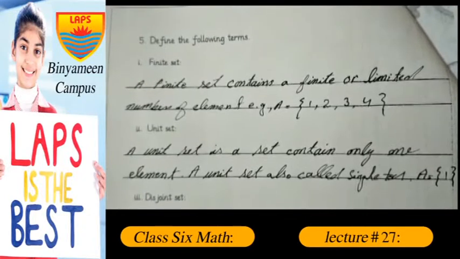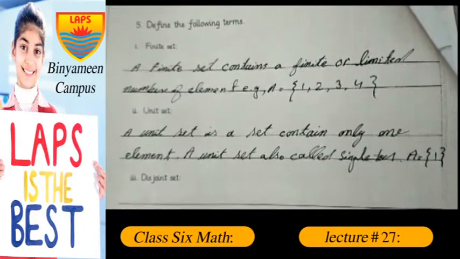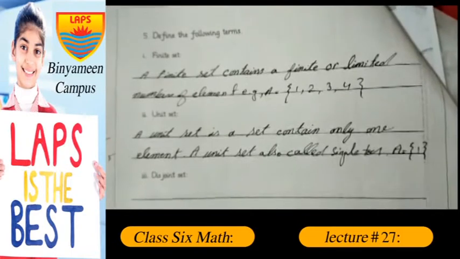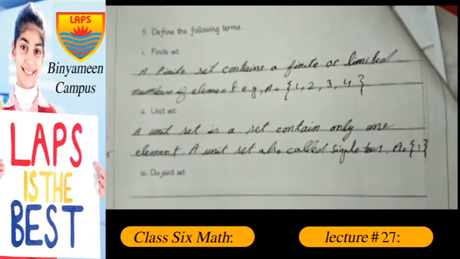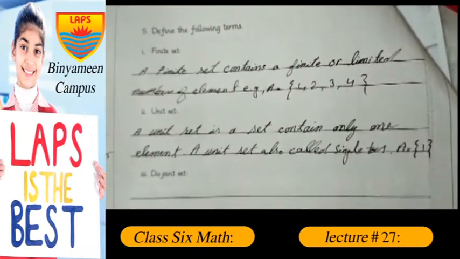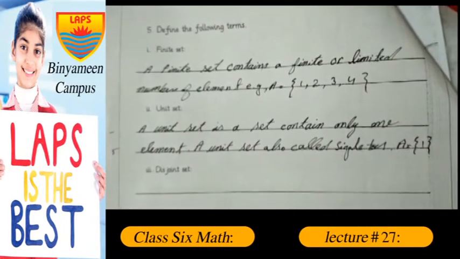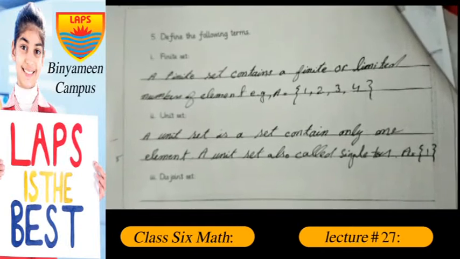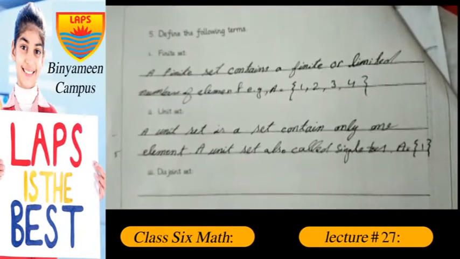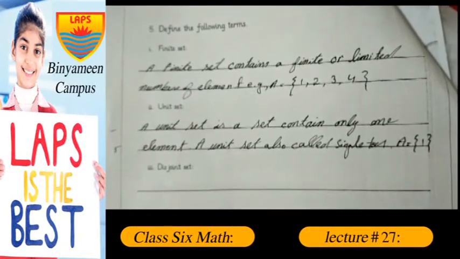Now, question number 5, part 2, unit set. A unit set is a set containing only one element. A unit set is also called a singleton. For example, a set with only one element, 1.